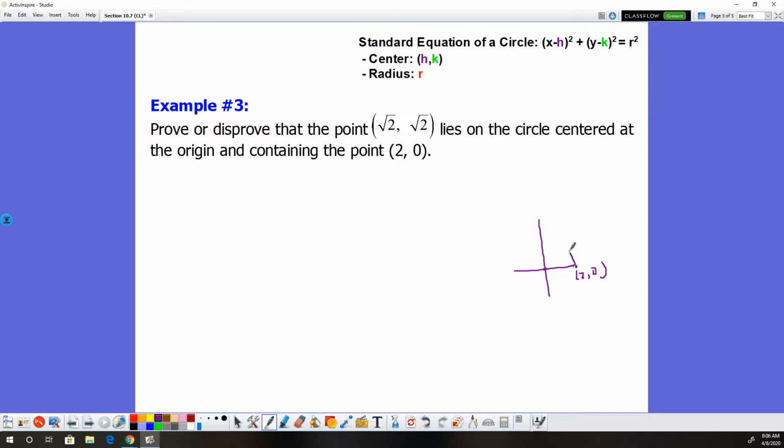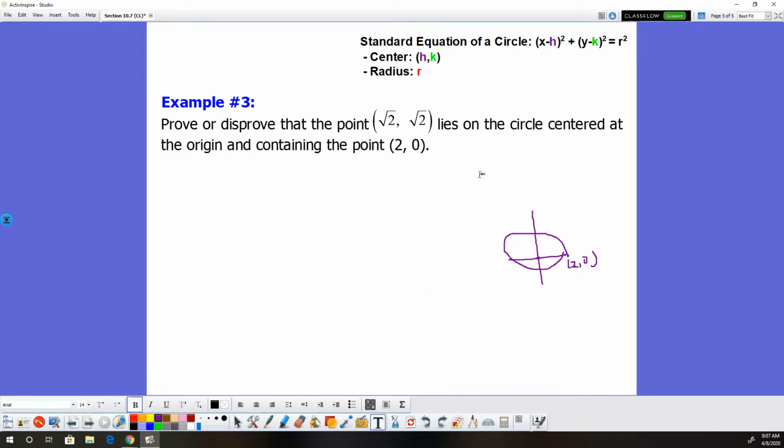So the circle would look something like that. It's kind of a bad circle, but you guys get the point. Well, clearly, our center is at the origin, so our center is at (0, 0). And our radius is, well, if (2, 0) is on the circle, it has to be 2. Okay, so 0 is our h, 0 is our k, and our r is 2.